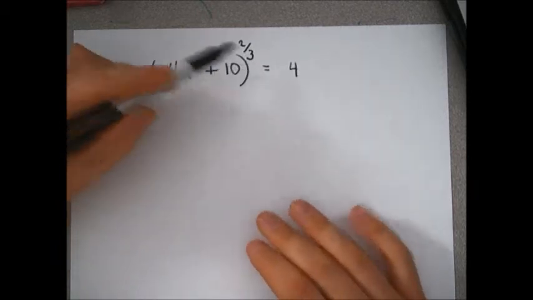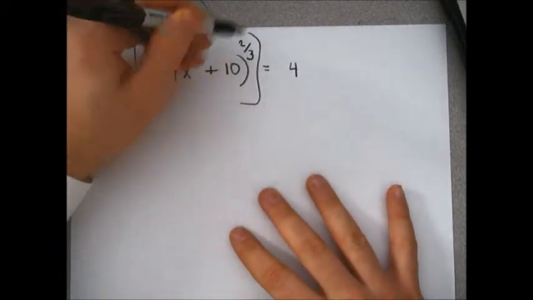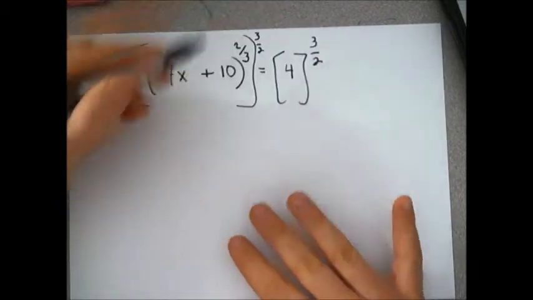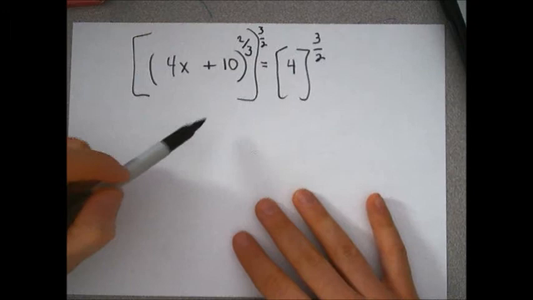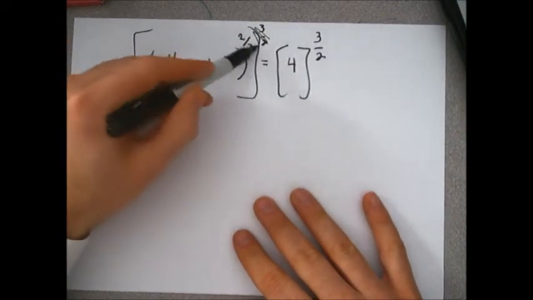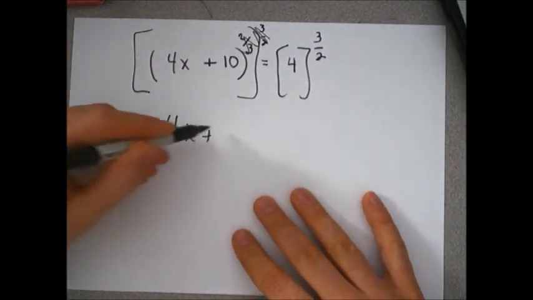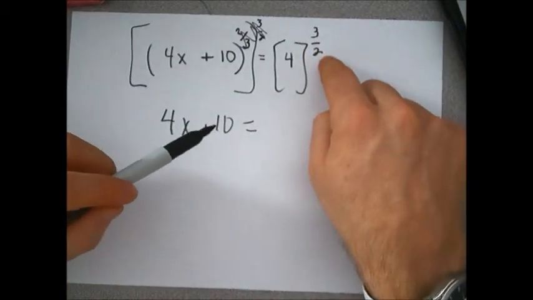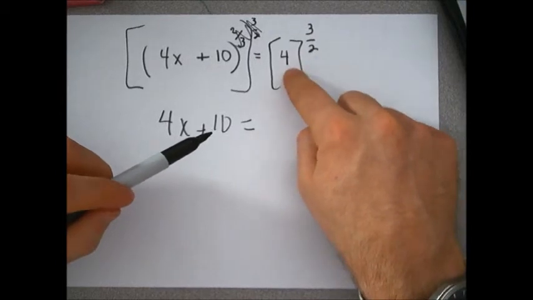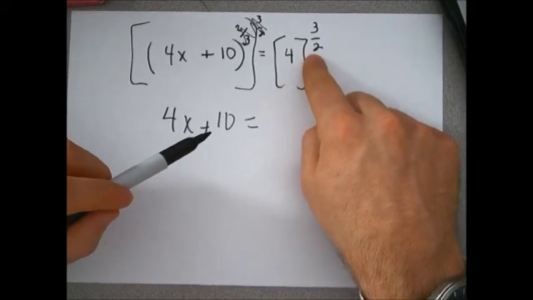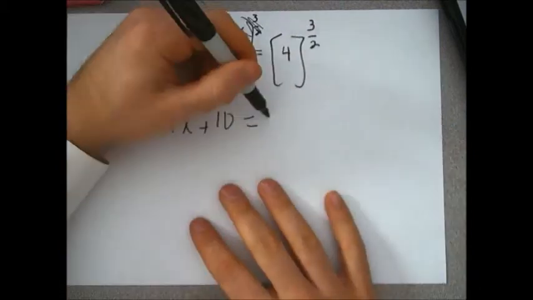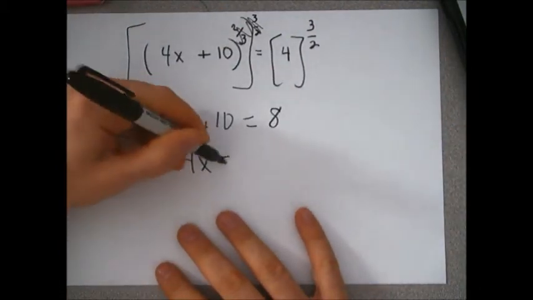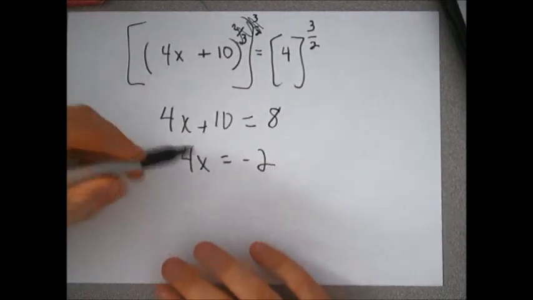To undo this, we want to raise both sides to the 3/2 power. And when we do that over here, this is power to a power, means we multiply, and that's 6 over 6, which means this goes away, just leaving us 4x plus 10. And on the right, this is power over root, and we do the root first. This is the second root of 4, or the square root of 4, which is 2, and 2 to the 3rd is 8. Okay, when we solve this now, this is 4x, subtract my 10 over, so that's a -2.